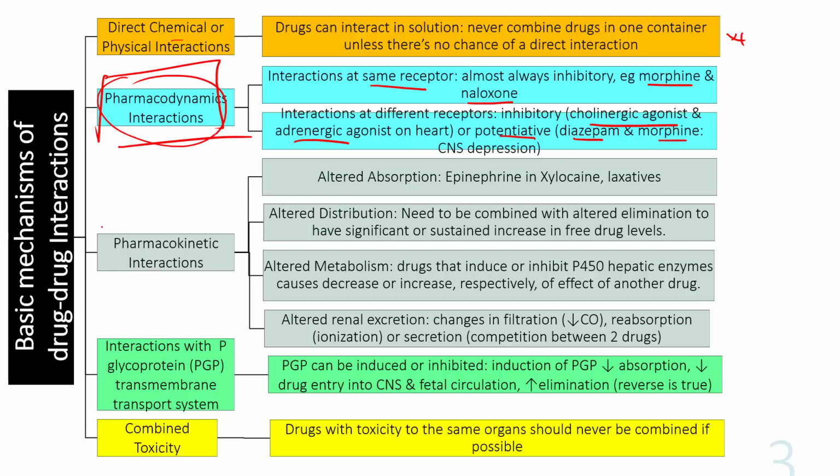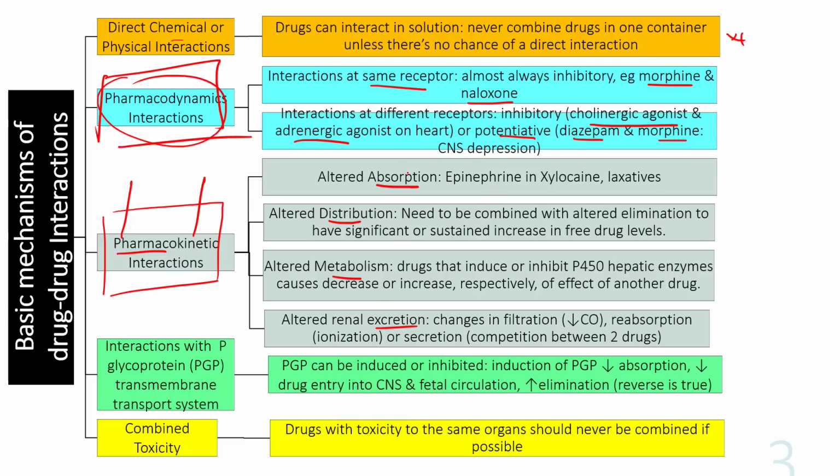And then you've got interactions that are pharmacokinetic. So you think about pharmacokinetics. If you remember, pharmaco refers to drugs. Kinetic is movement. So pharmacokinetics is the movement of drugs through the body. All right. And so the four different processes of pharmacokinetics are absorption, distribution, metabolism, and excretion. All right, so you can actually change each of those pharmacokinetic processes.